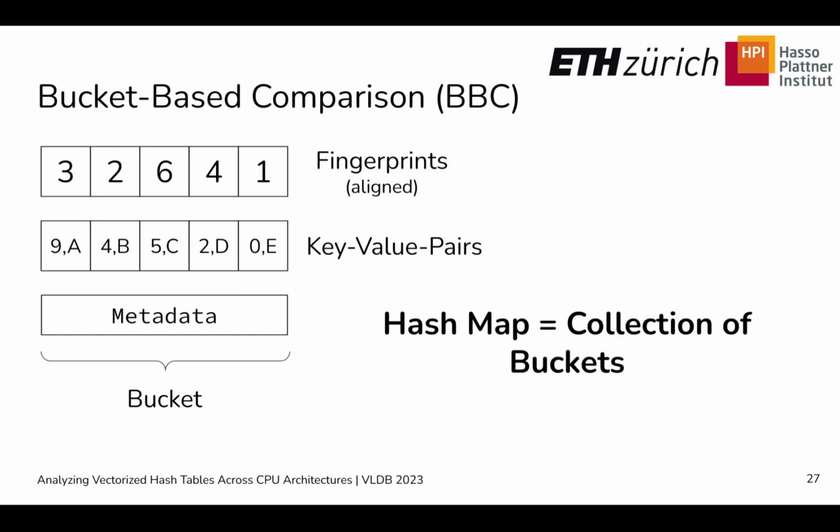And then not only the fingerprints are stored, but also the key value pairs. So you have them cache local. As soon as you access the fingerprints, probably the prefetcher of your CPU was smart and already prefetched the key value pairs you're going to access. Furthermore, each bucket has some metadata attached to it. For example, allowing for early exit conditions if you know your bucket hasn't overflown or has overflown, and so on. So that's the basic level of abstraction in a BBC-based hash map.